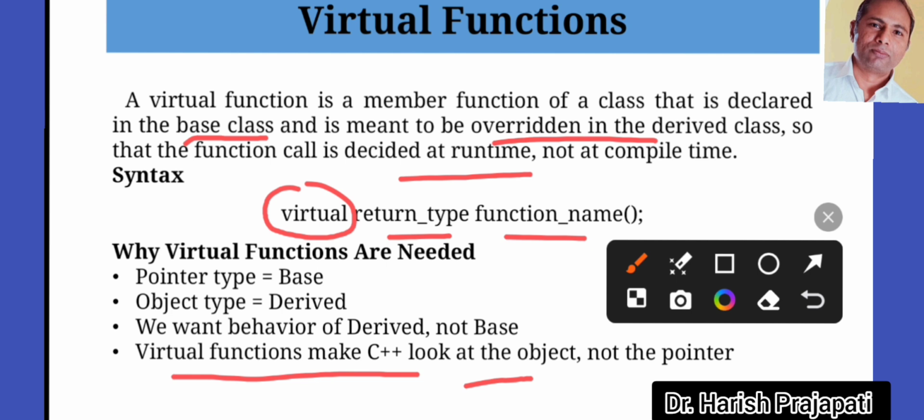For example, if we do not make this function virtual, we will get the behavior of the base class, because if we make a pointer of the base class, it will give the output of the base class functions, not the derived class. If we want the output or behavior of the derived class, since the function is repeated in the derived class, we should declare it in the base class as a virtual function.